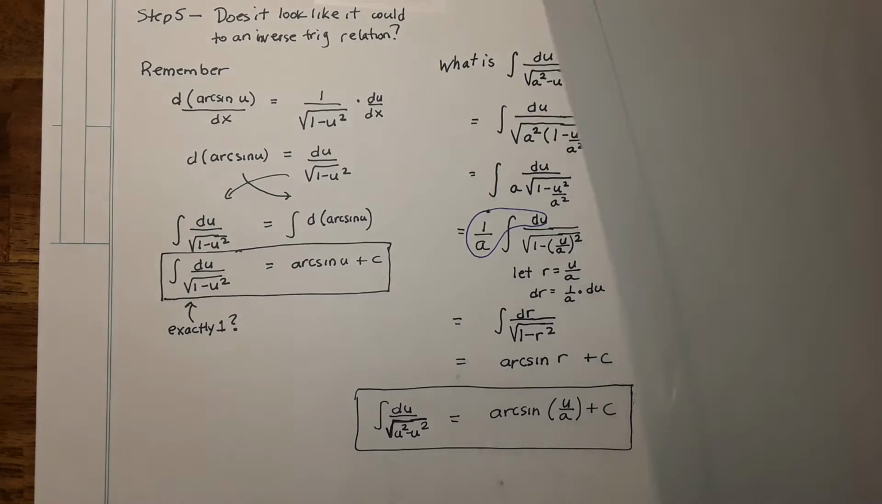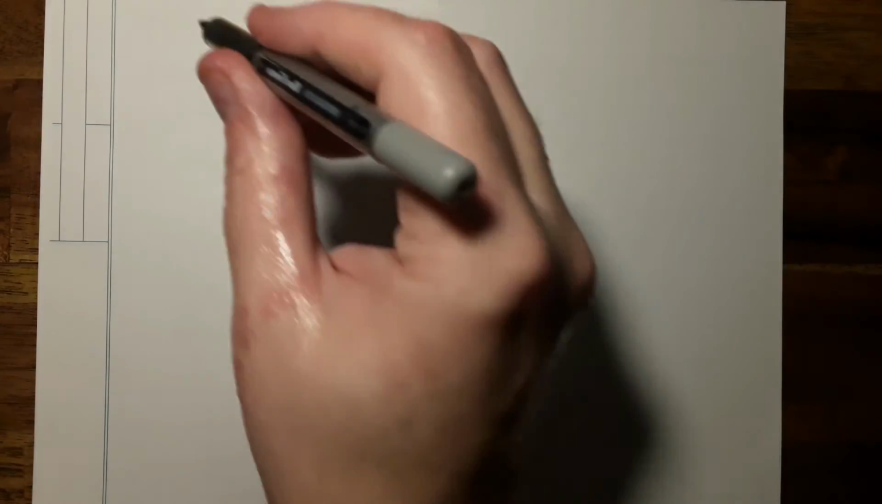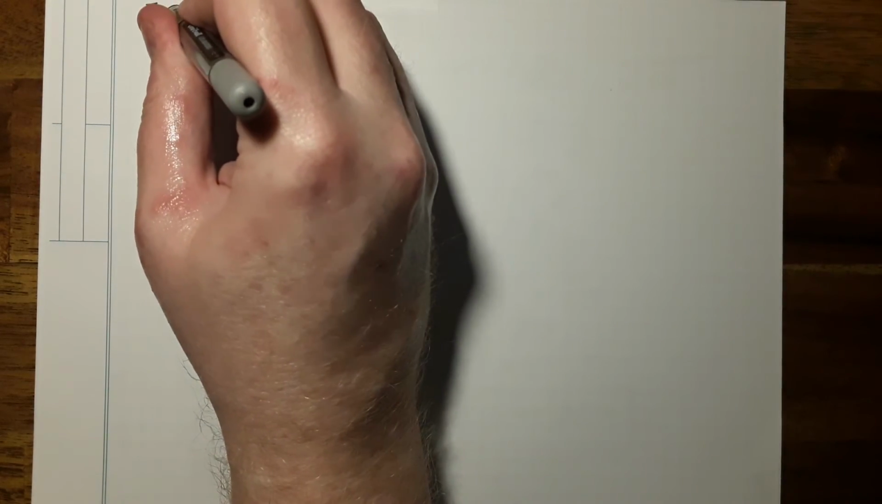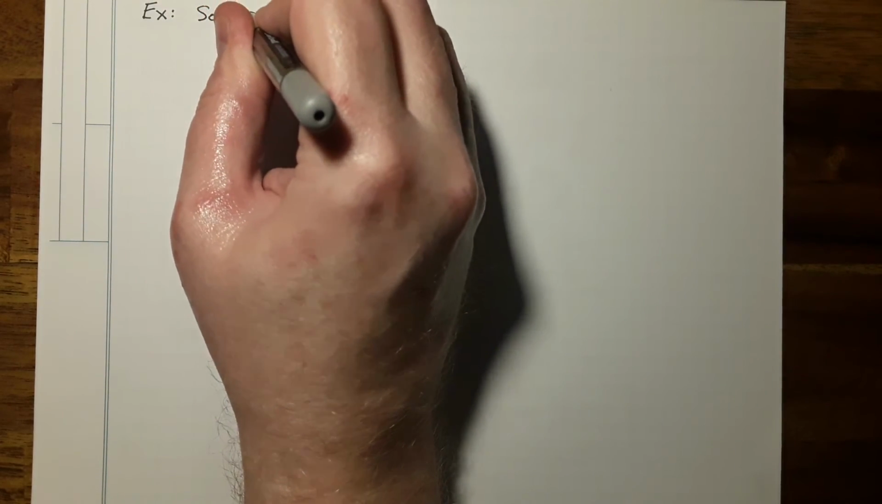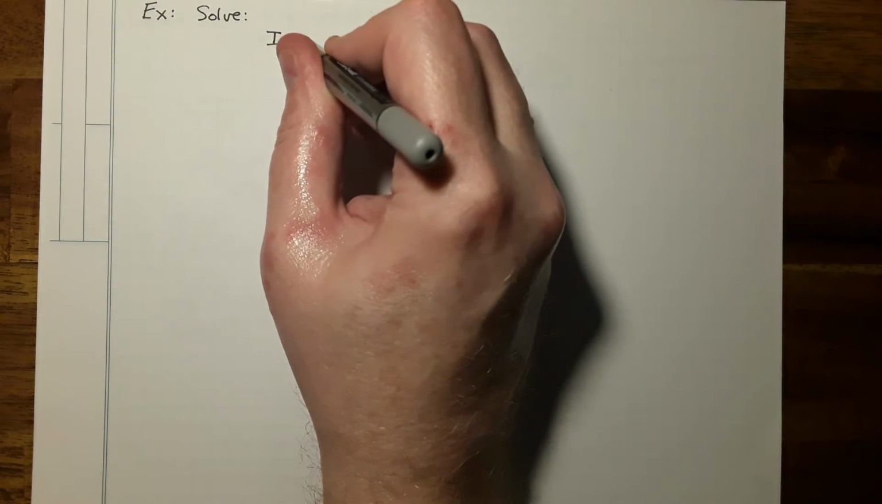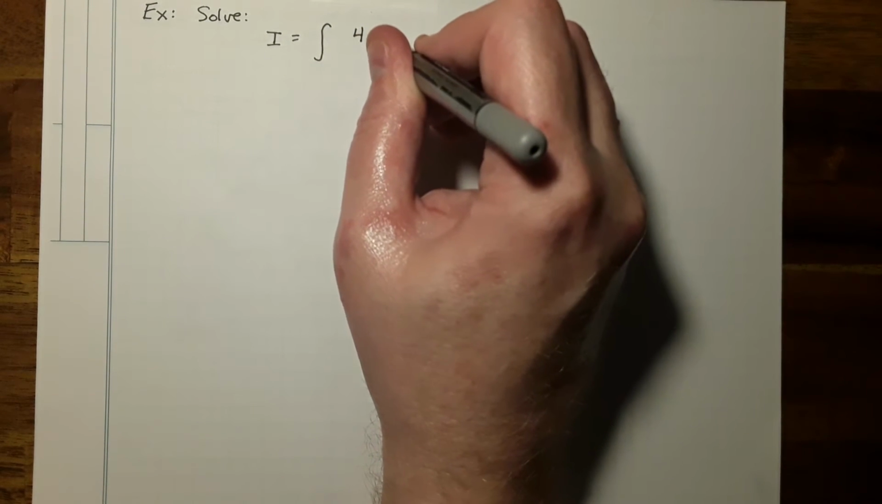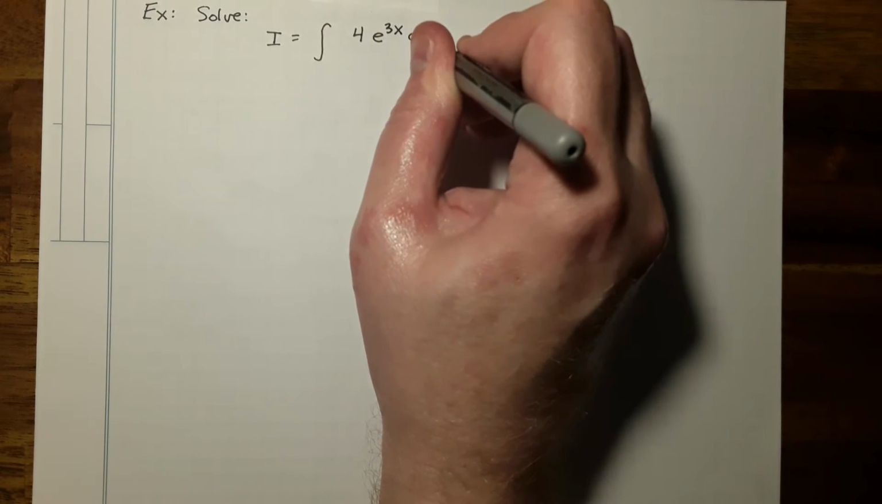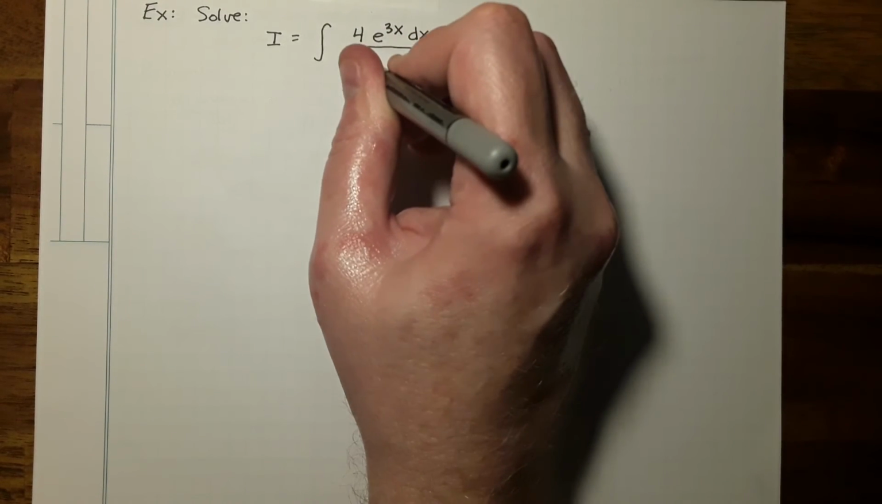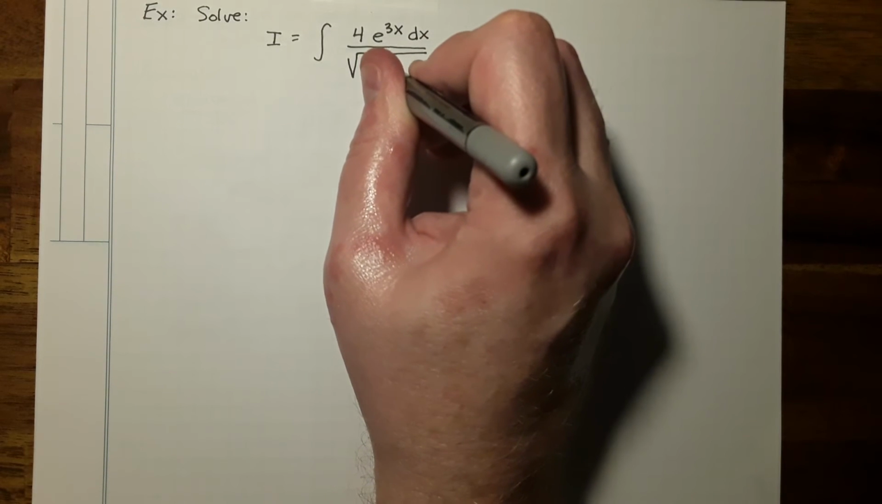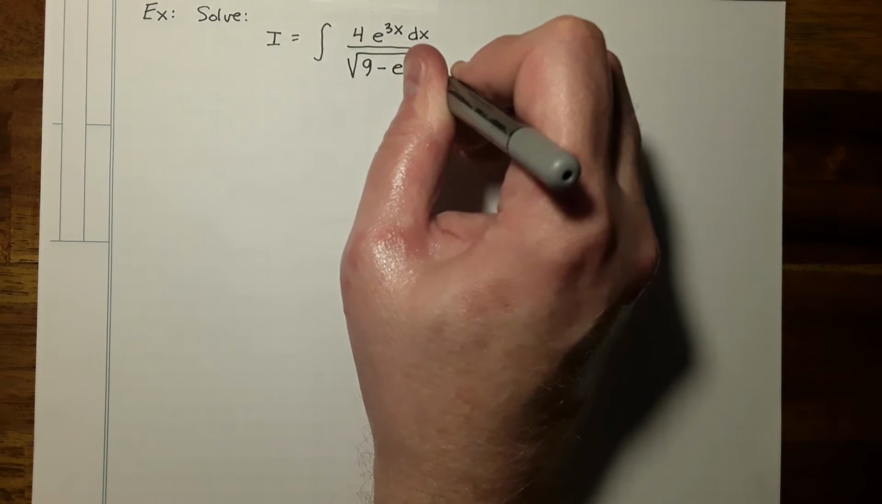So to illustrate this with an example, if you had to solve the following integral, I equals the integral of 4 e to the 3x dx over the square root of 9 minus e to the 6x.